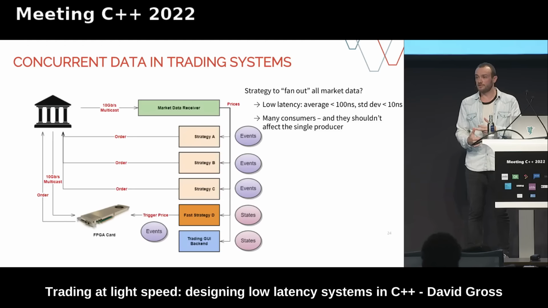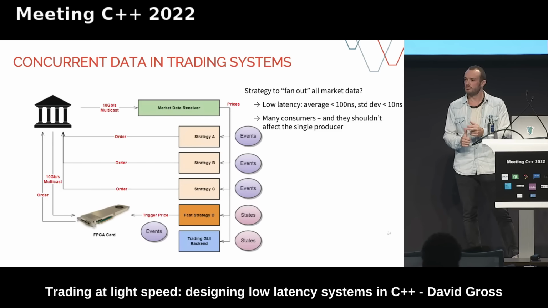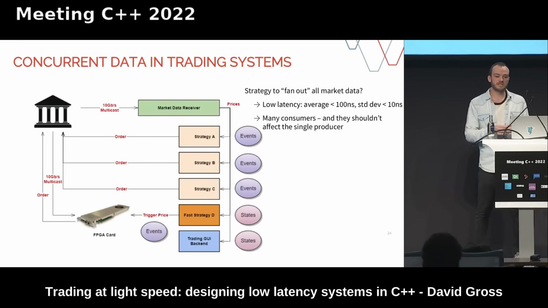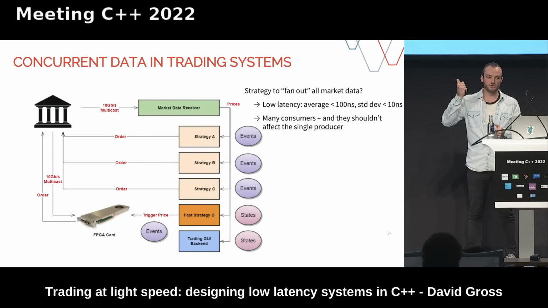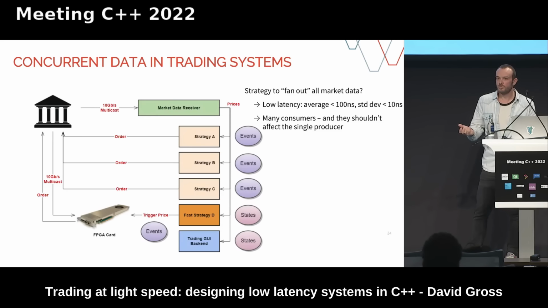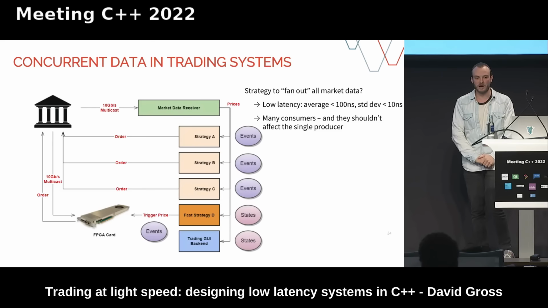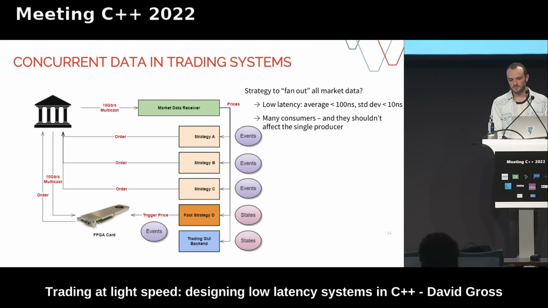We want low latency, right? So average less than 100 nanoseconds. Also not so much jitter. And our strategy should target many consumers, but only one producer. And the key element is that the consumer should not affect the producer. Why that? Well, because the producer in green is getting line rate data. If any of the consumers would block it, we would start dropping packets, and then the whole system just falls apart. So they should not affect it.